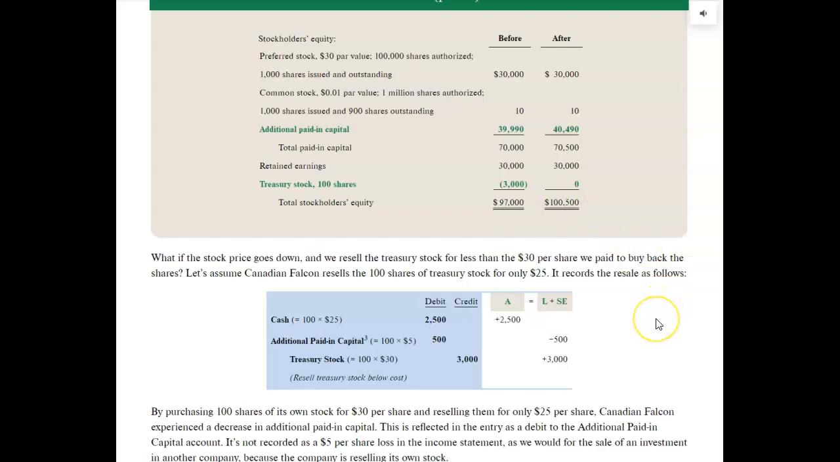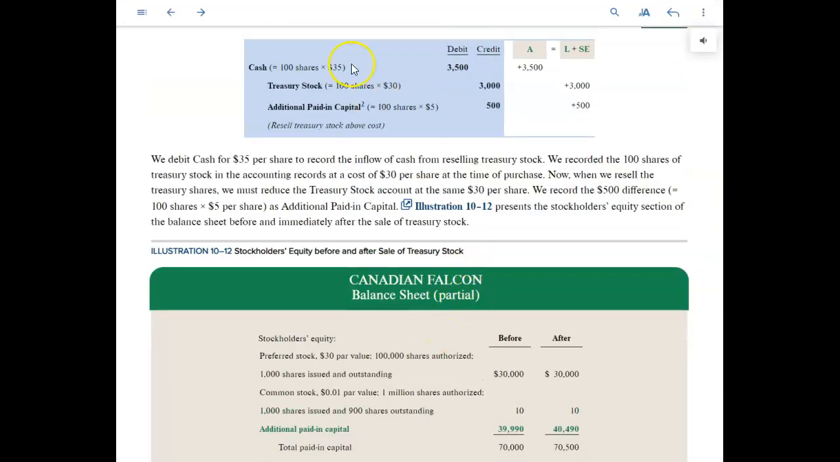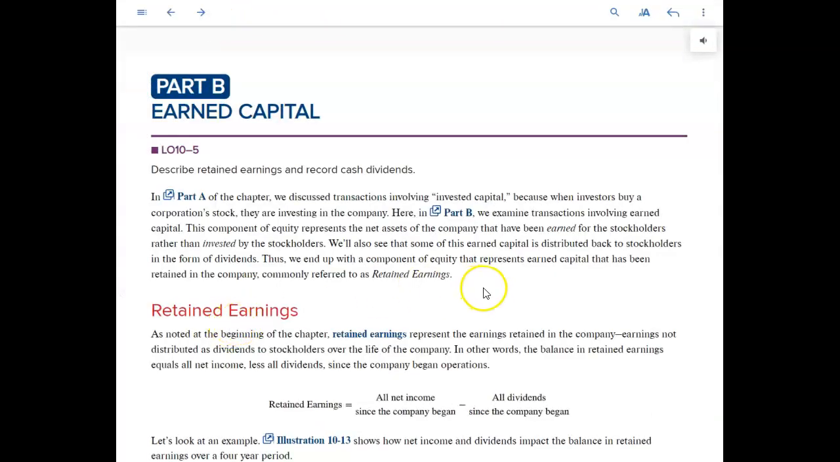Now, for some reason, the value of those shares goes down. Then what you will do, record the cash coming in, 100 shares times 25. Treasury stock is still credited for the full amount of the cost when you bought those. And you can see we need a debit then to balance the entry. Put that into the additional paid-in capital account. Really, you're reducing the additional paid-in capital account because you're reducing some of your paid-in capital. Okay, that's the entries for that.